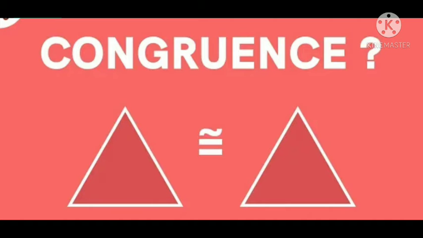Today we are going to learn about congruency in triangles. We know that to prove that two triangles are congruent, we have four conditions to prove those two triangles are in congruence. So now we will discuss what is meant by congruent.